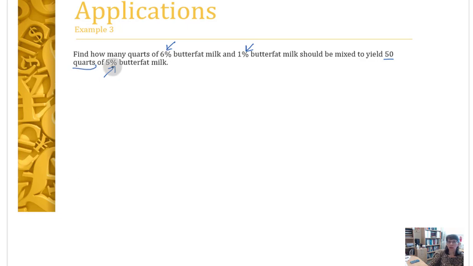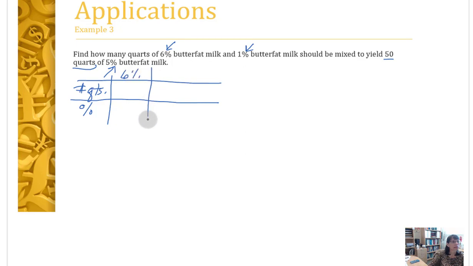So this is a clue as to what the two different categories should be when we set up a table of information. One of those will be number of quarts, and the other will deal with percent of the mix. So let's set up our table. We have a 6% butterfat mixing with a 1% butterfat. So I'm just going to write 6% and 1%.